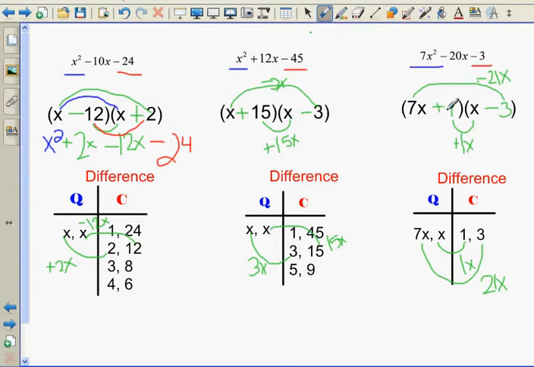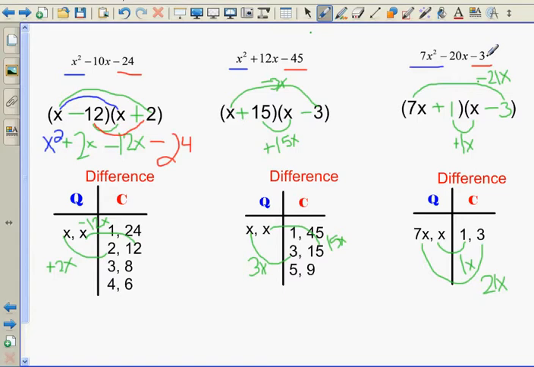And again, if we wanted to double check this, we could distribute it all out. 7x times both things. So 7x times x would be 7x squared. That's what we want. 7 times negative 3, there's our negative 21x. Now 1 times both things, 1 times x is 1x, so if we would combine those like terms, we'd get the middle, and then finally 1 times negative 3 is negative 3. So we'll know we did it right.